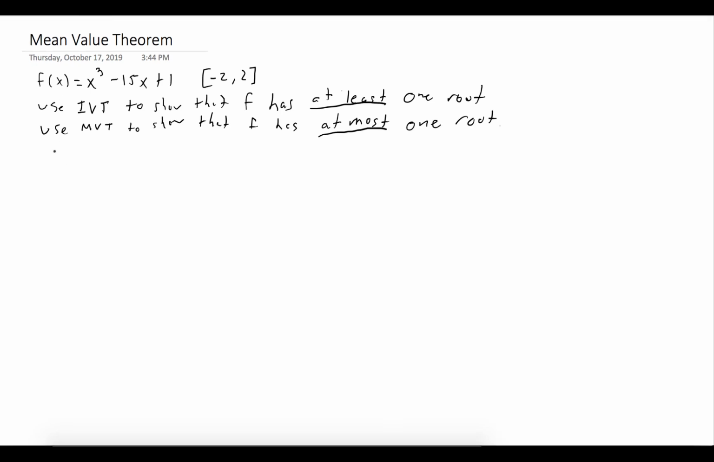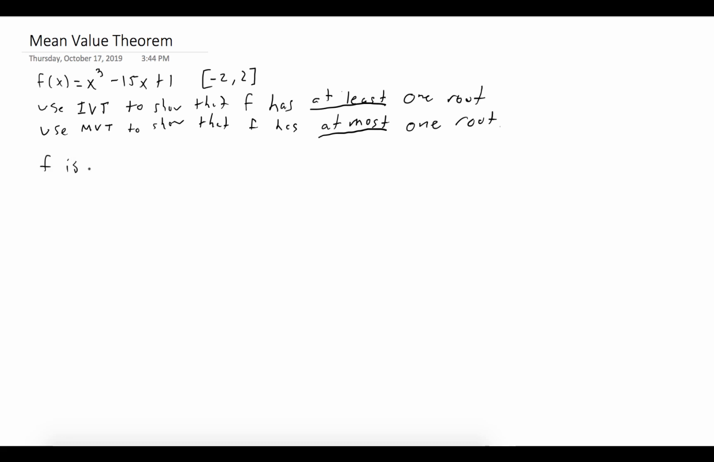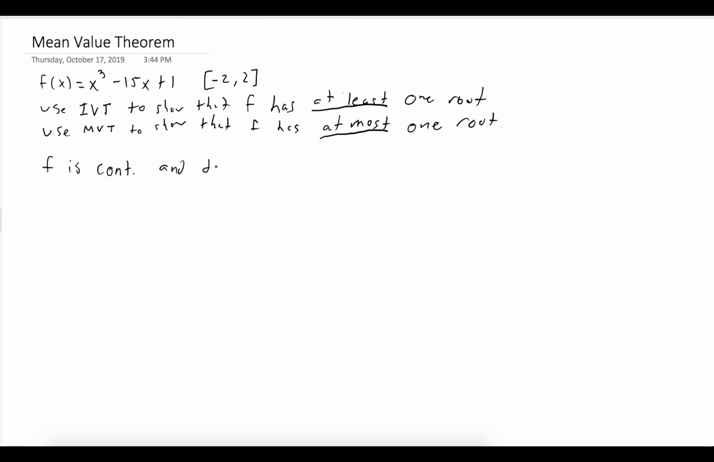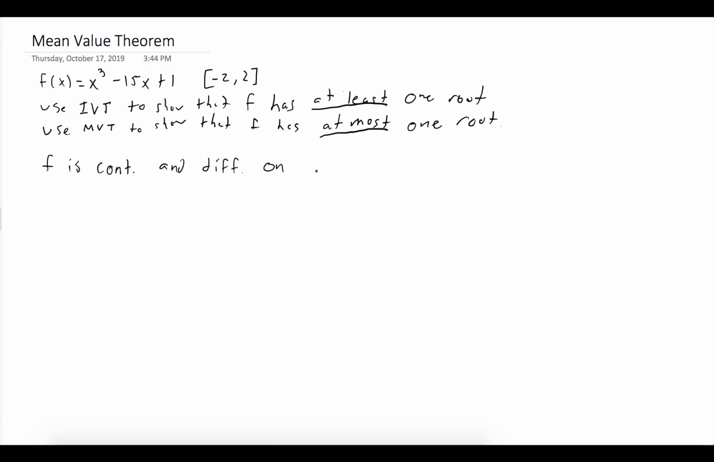In order to use these theorems, we should first note that our function is continuous and differentiable on its domain, right? It's a polynomial, so it's continuous and differentiable everywhere. But in particular, it's continuous and differentiable on its domain.